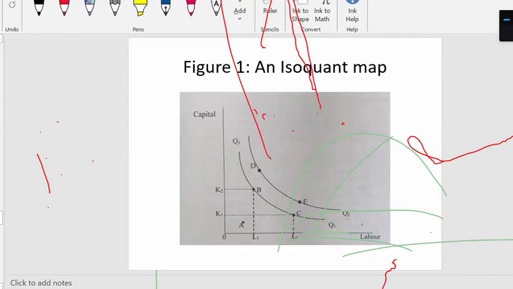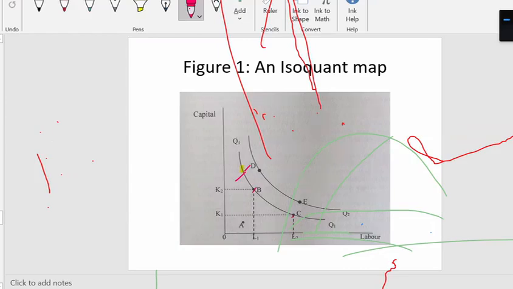This kind of graph, we have two curves here. We have Q1 and we have what? Q2. These are the levels. For example, this Q1 is the level of output. We have different levels of output or different levels of production. For example, we can produce at this level, we can produce at this level. We have different levels. So we have that Q1 curve and we have Q2.